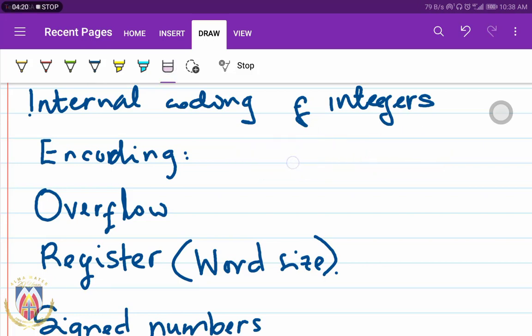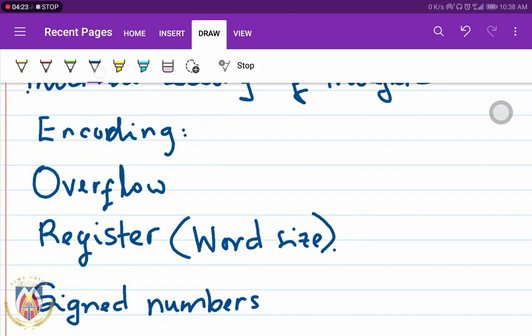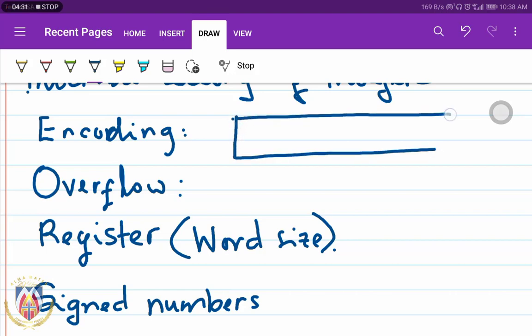Then from encoding, let's look at what is called an overflow. Let's look at a simple register. A register is a memory location, a physical component that stores data. Some registers may be 4-bit registers, some may be 8-bit registers, some may be 16 bits, some may be 32 and 64 bits.